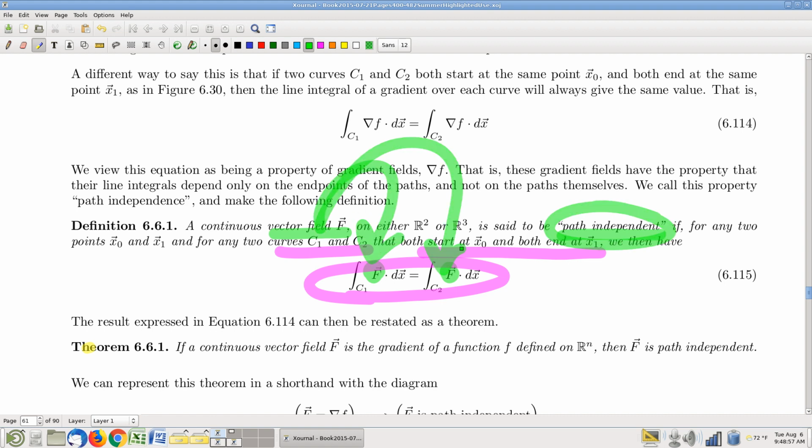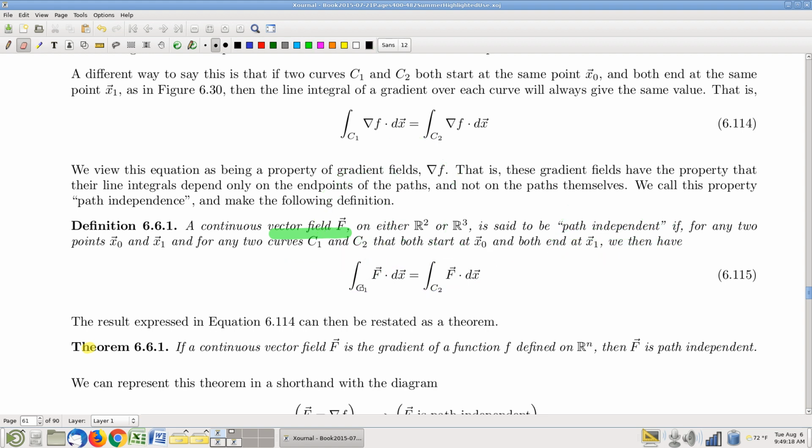Specifically, it's a property of the vector field. A lot of people misunderstand path independence and think the curve is path independent or something. That's not the thing. It's not a feature of the curve. It's not a feature of the integral. It's a feature of the integrand. It's a feature of the vector field. Again, it's the fact that these are gradients. The vector field is a gradient that let us draw the conclusion in the first place.